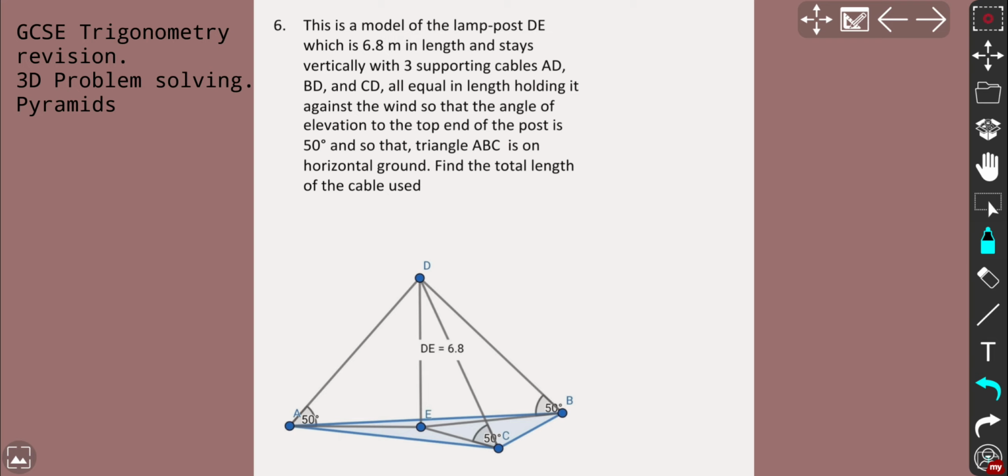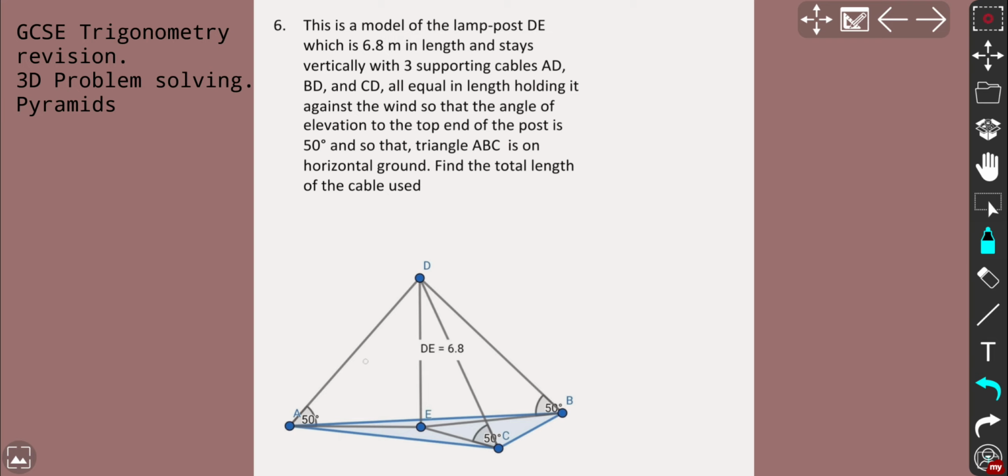So this is the model, what you can see here on the picture, of the lamppost D. So D is right there. That's the vertical segment, which is 6.8 meters in length and stands vertically. Vertically means perpendicular to the ground, with 3 supporting cables, AD, BD, and last CD is right there. You can see basically the slant edges of the pyramid, all equal in length and holding it against the wind so that the angle of elevation to the top end of the post is 50 degrees.